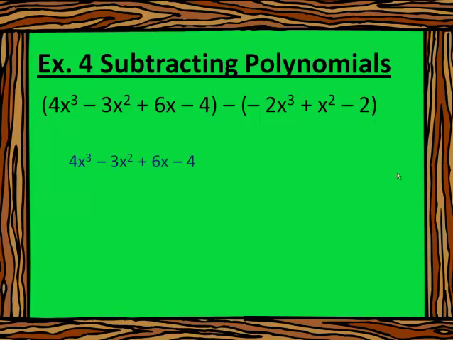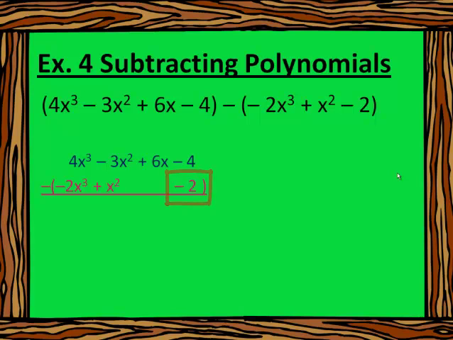Then, since I'm subtracting, I need to make sure I write that minus sign first, and then everything else inside that parentheses in descending order. So I write negative parentheses negative 2x cubed right below 4x cubed, plus x squared below that negative 3x squared, and my minus 2 goes right below that negative 4.